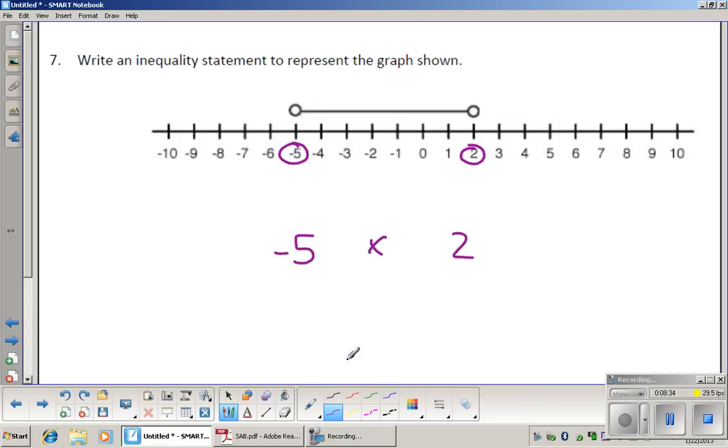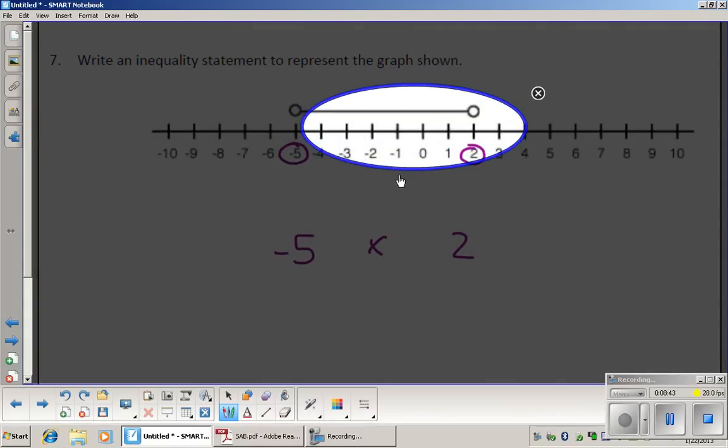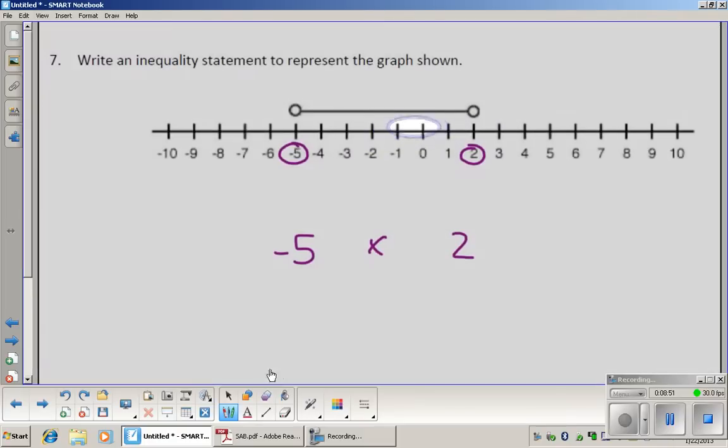Okay? So let's talk about this part first. What kind of numbers are right here in relationship to 2? Are the numbers being shaded bigger than 2 or smaller than 2? In this case, definitely smaller than 2. 1, 0, and all the negatives are smaller than 2. So we can put that piece into our writing. I want x's that are smaller than 2.